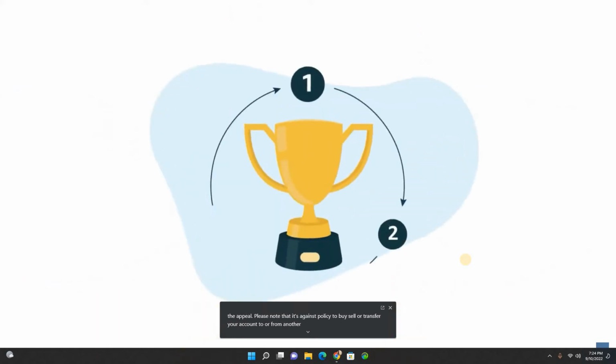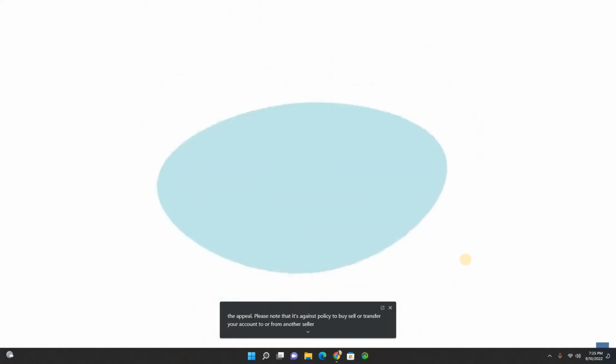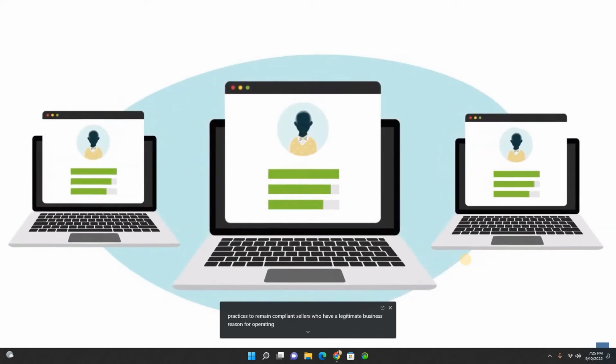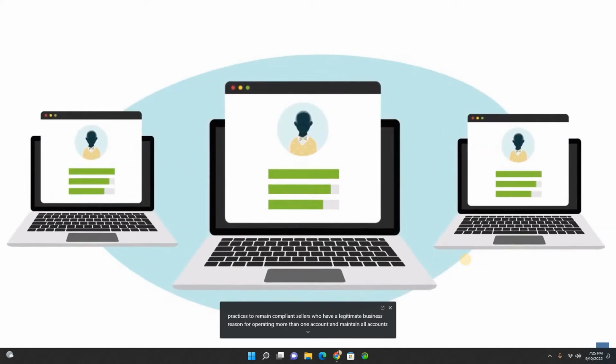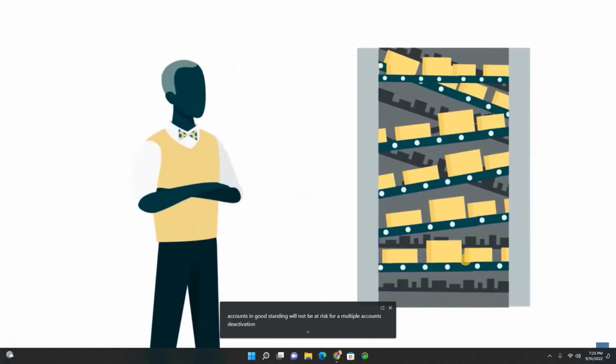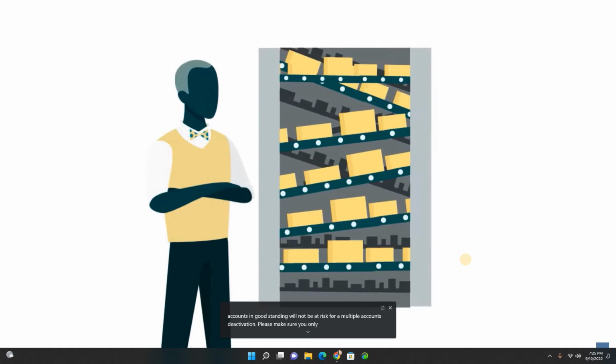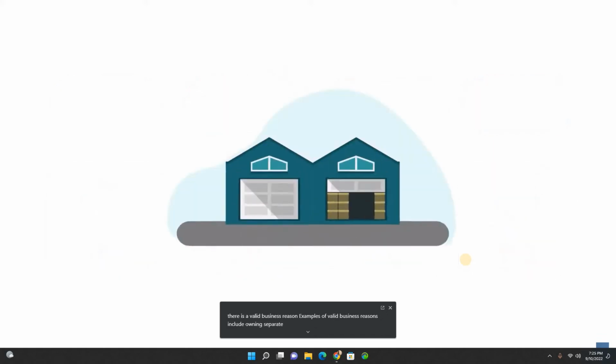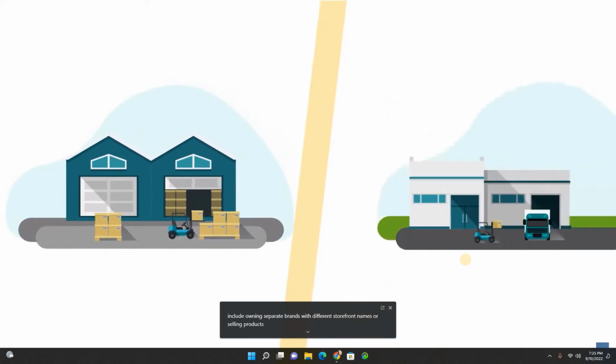Let us learn about the best practices to remain compliant. Sellers who have a legitimate business reason for operating more than one account and maintain all accounts in good standing will not be at risk for a multiple accounts deactivation. Please make sure you only create additional accounts if there is a valid business reason. Examples of valid business reasons include owning separate brands with different storefront names or selling products manufactured by different companies.